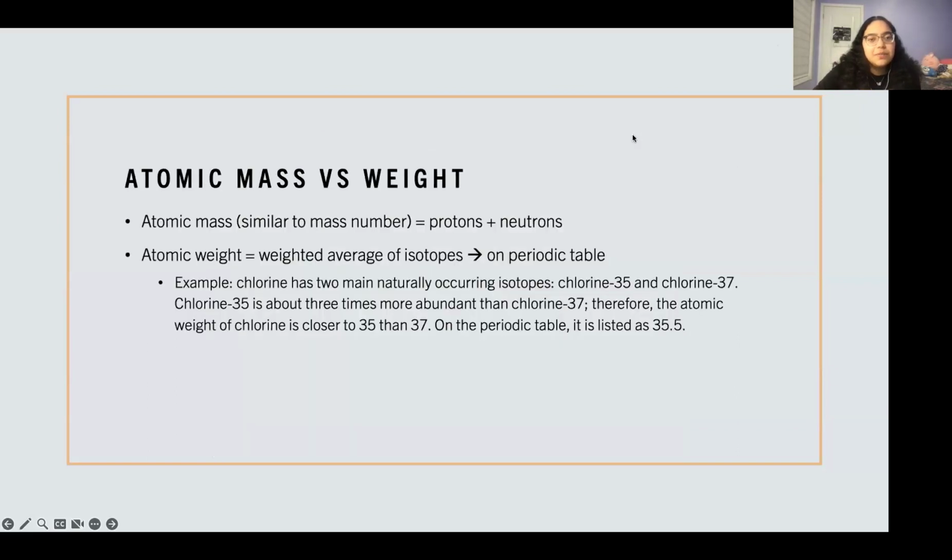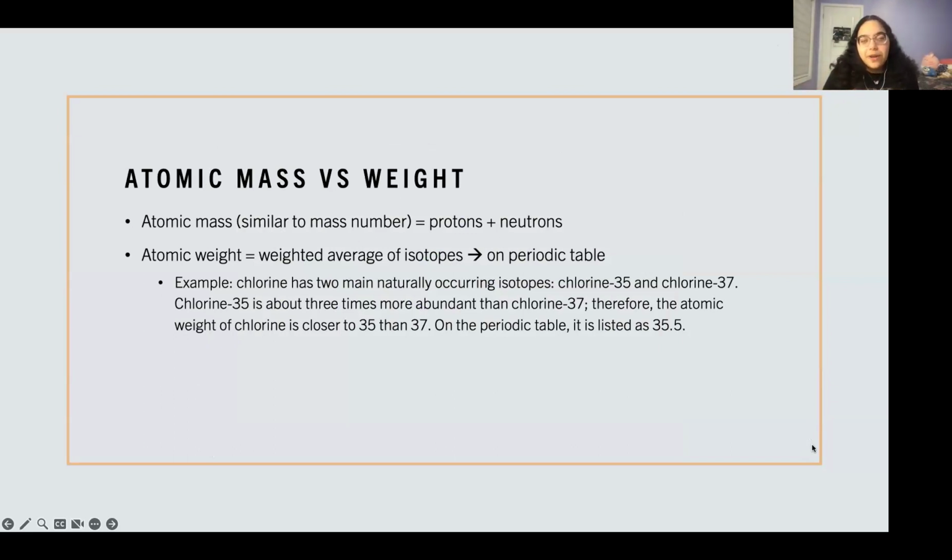Also, just for clarification, when I say mass number and atomic mass, that's different from atomic weight. The difference is that atomic mass and mass number are just found by adding up the protons and neutrons, but atomic weight is when you average between all the isotopes, and that's the one you'll see on the periodic table. You do get a periodic table on the MCAT, so you don't have to memorize every element ever.